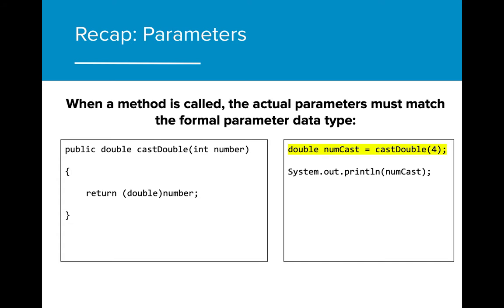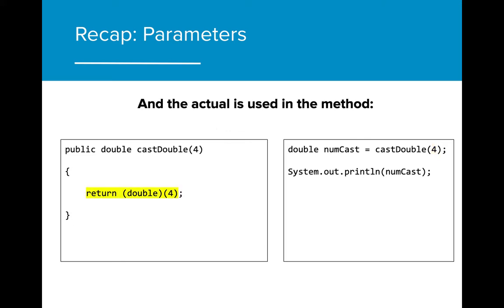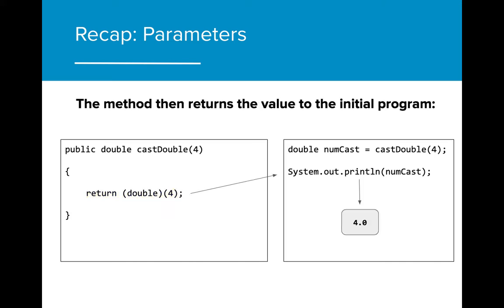In this case, the value 4 is an int, so this value can be passed to the castDouble method. The actual parameter is then passed to the method and used in the method accordingly. The formal parameter int number is initialized with the value 4 and is then cast to a double. The method then returns the value to the initial program, which prints the value of numCast out to the console.